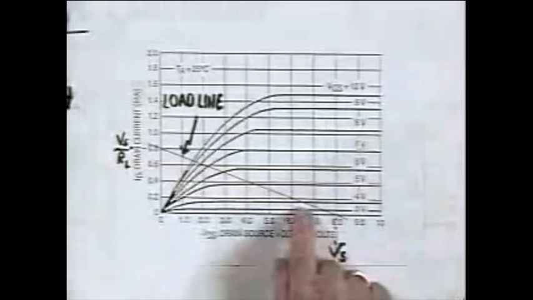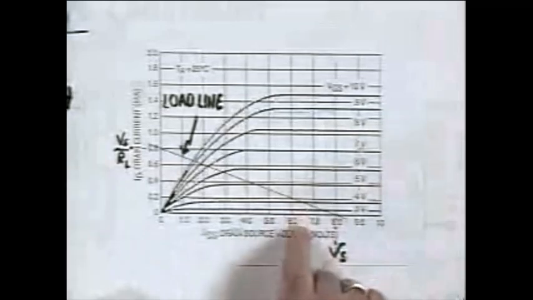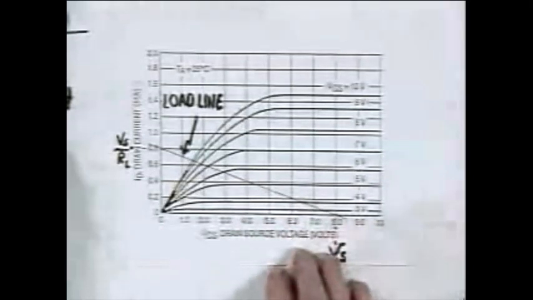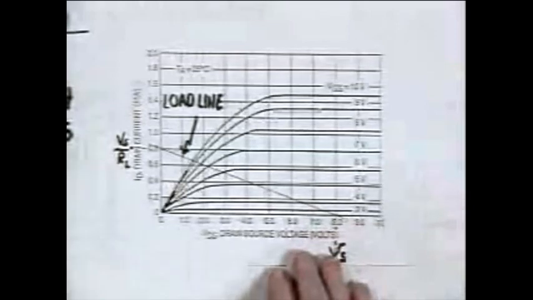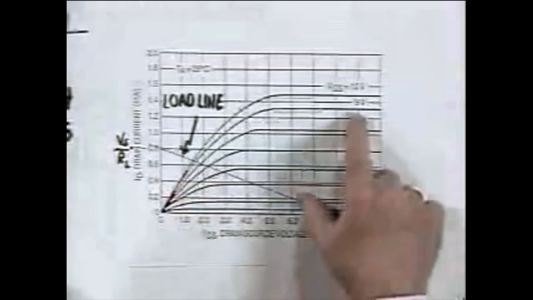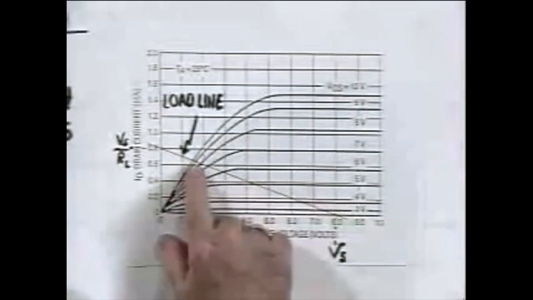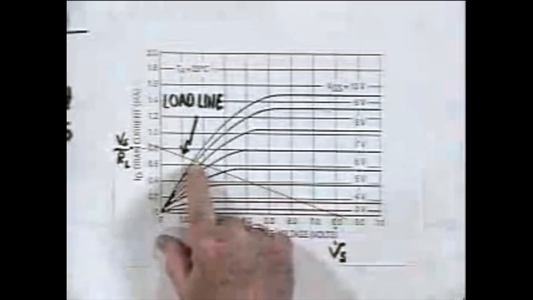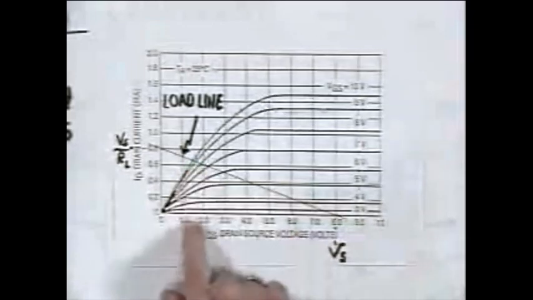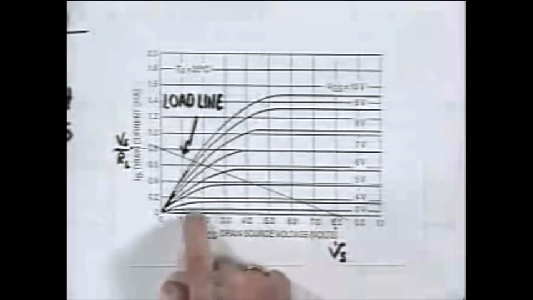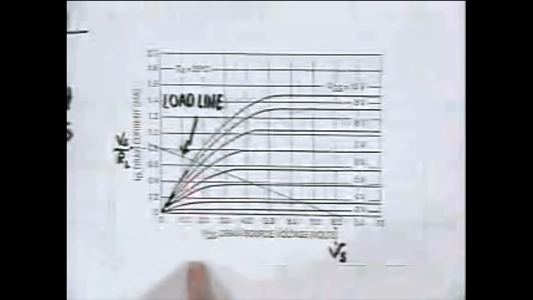And if I go up to 4 volts on the input, it's about 6.5 volts, maybe 6.5 volts is about as close as you can call it. And so on, for every intersection, till finally I get over here at VGS equals 10 volts. And at VGS equals 10 volts, it looks to me like the drain to source voltage, the output voltage, is about 1.5 volts.